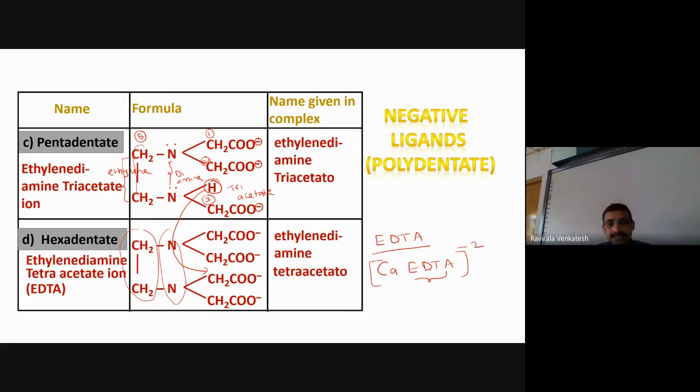Coordination number of EDTA is here. The EDTA coordination number will be, denticity is equal to how many? Denticity is equal to 6. Therefore, the coordination number is also 6. So the coordination number is nothing but denticity only.